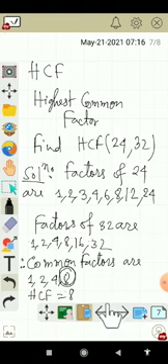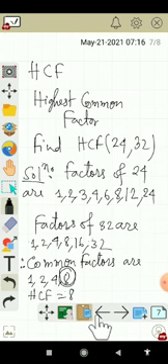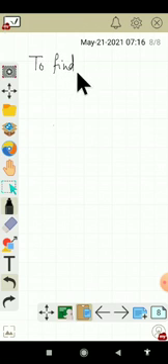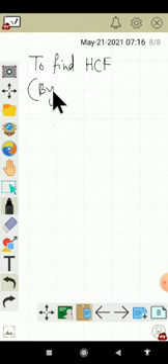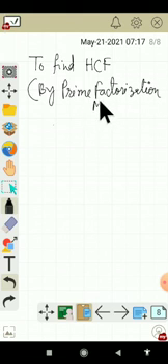This same thing we will learn in another method also, and that is the prime factorization method. So to find HCF by the prime factorization method.